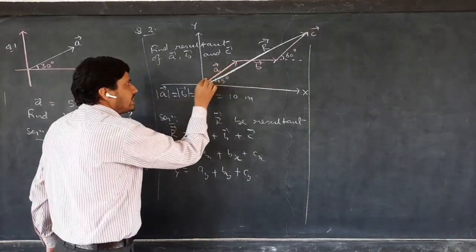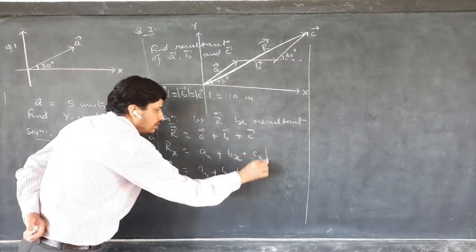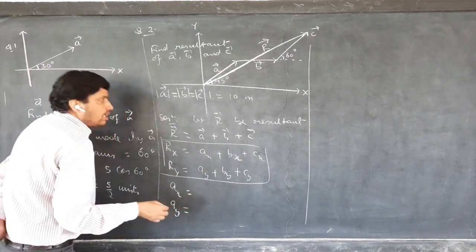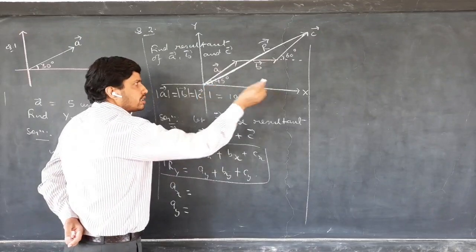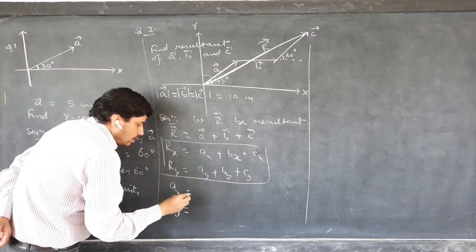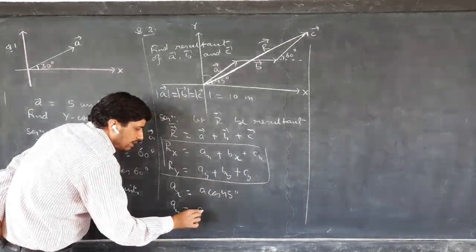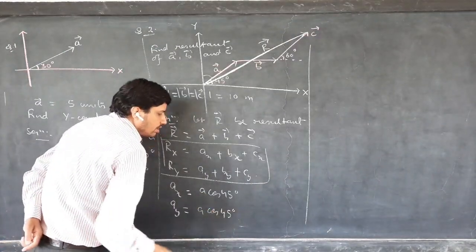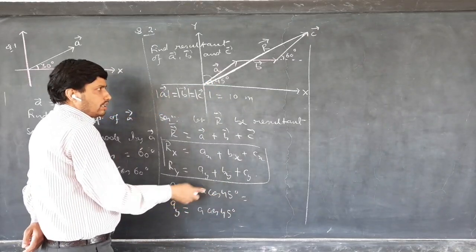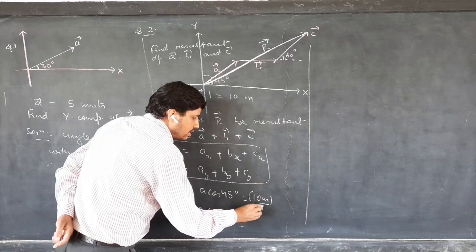Now see, vector A makes how much angle with x-axis? It is 45 degrees. So we will find x and y components of vector A. Since it makes an angle of 45 degrees with x-axis, it will also make an angle of 45 degrees with y-axis. So ax will become a cos 45. This will also become a cos 45 because both the axes are at 45 degrees with this vector. Now the magnitude of A is given in the question as 10 meters and cos 45 becomes 1 by root 2.